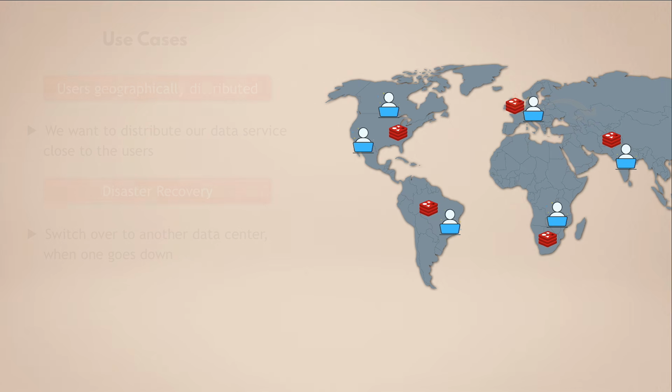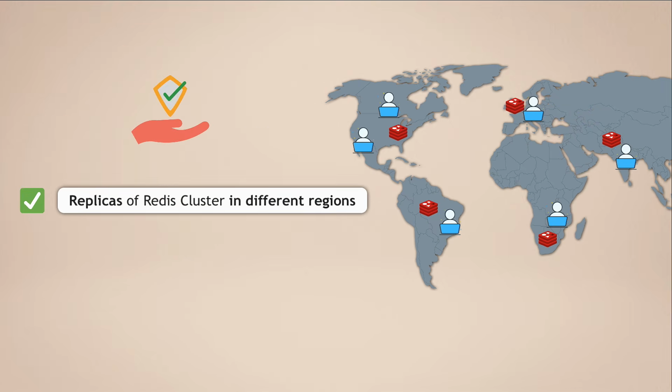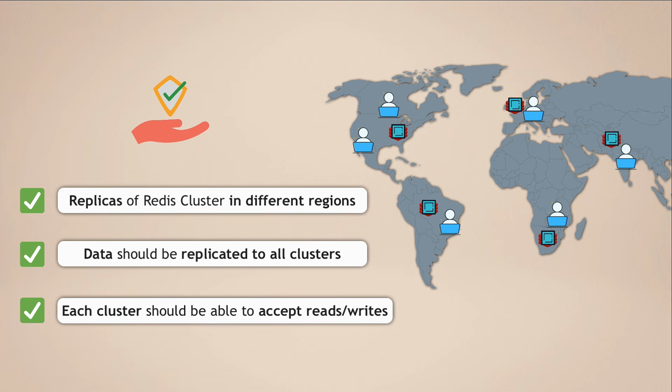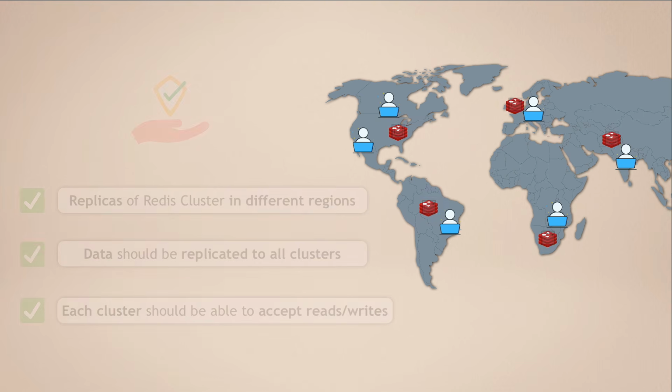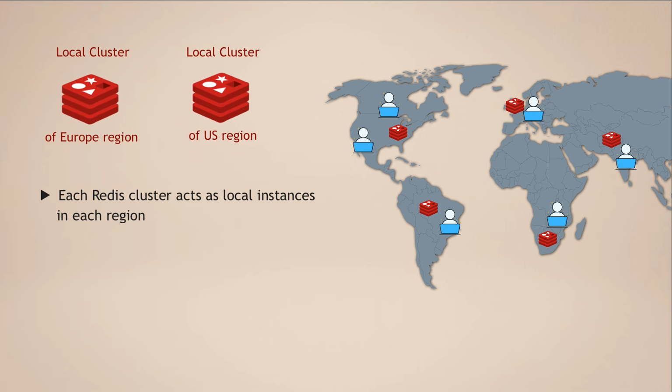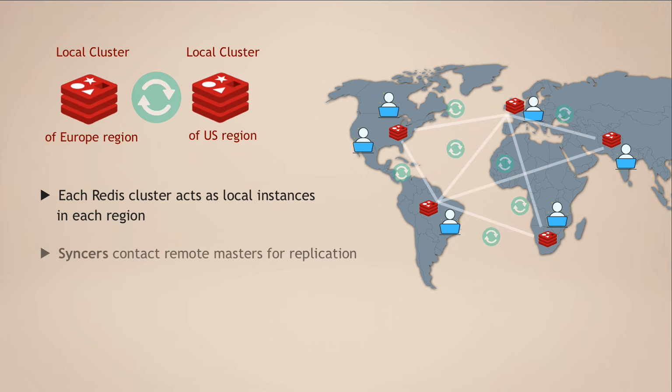In other words, we want replicas of the whole Redis cluster in data centers in multiple geographic locations or regions. This means a single data should be replicated to many clusters spread across multiple regions, with each cluster being fully able to accept reads and writes. So in that case, you would have multiple Redis clusters that will act as local Redis instances in each region. And the data will be synced across these geographically distributed clusters.